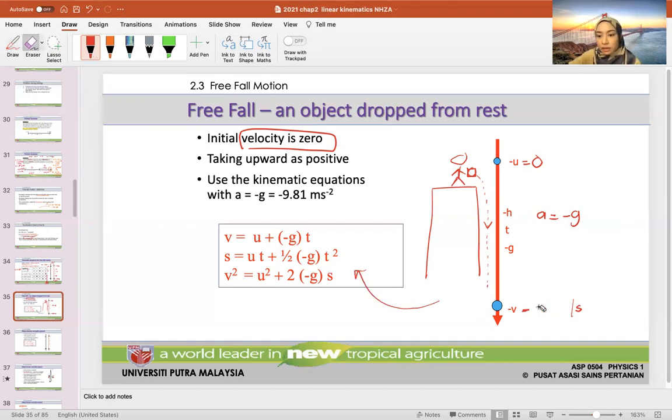Okay, so let's try. If we started with U equal to 0, our a is minus g. Am I able to find the final velocity assuming that this height of Hazira on the building is 100 meter? Boleh tak saya cari V dia? Hadiah dia jatuh. Boleh ke tak? Boleh. Boleh. Okay, what equation should I use?